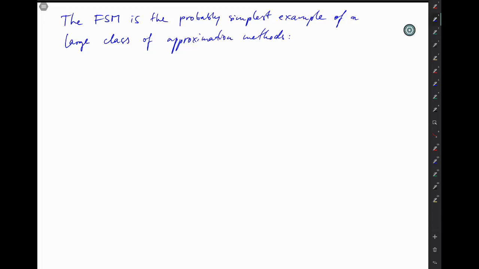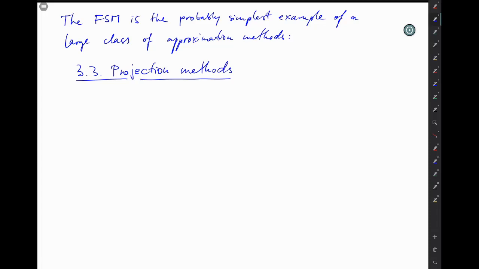The finite section method is probably the simplest, but already fairly instructive, example of a very large class of approximation methods, the so-called projection methods. Let's quickly recall the setting of the finite section method and then try to generalize.